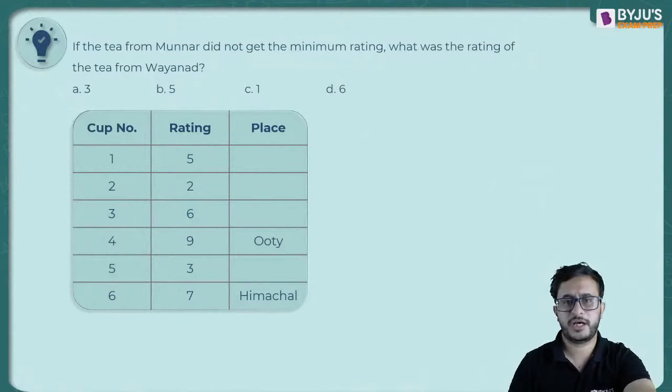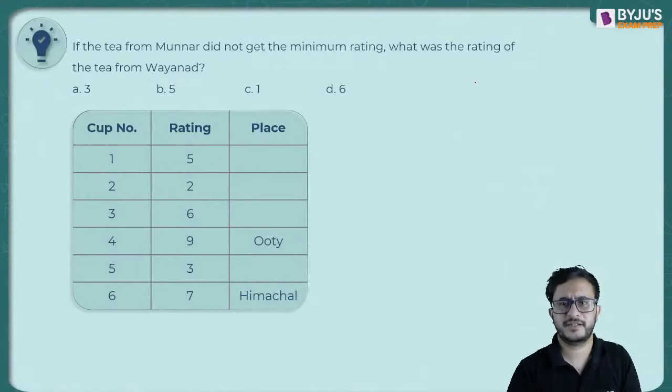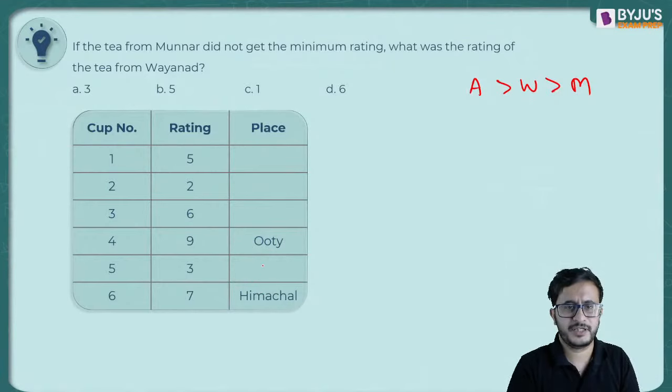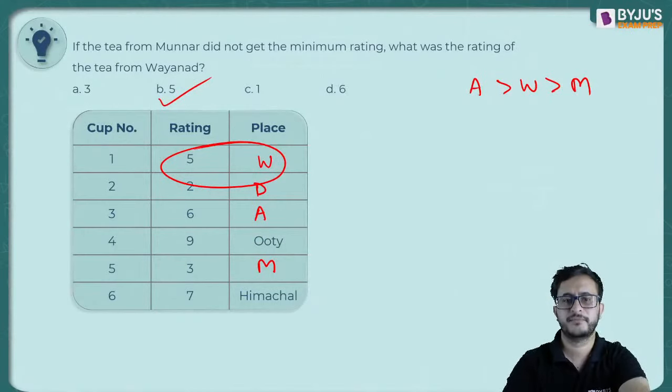If the tea from Munnar did not get the minimum rating, what was the rating of the tea from Wayanad? So as I said, we will use these relations. A, W, M, right? So Munnar is not the least, so Darjeeling should be the least, because these two are not the least. So obviously Darjeeling will be the least. So we have A, W, M. Okay, so that means Wayanad is 5. So we get 5 as the answer.